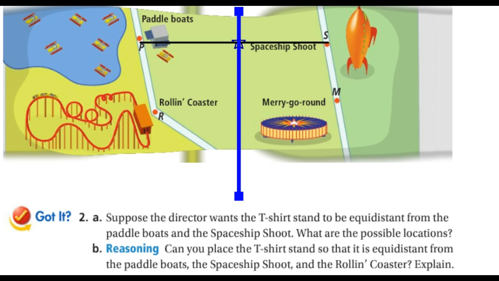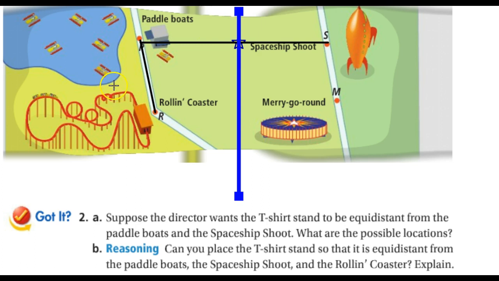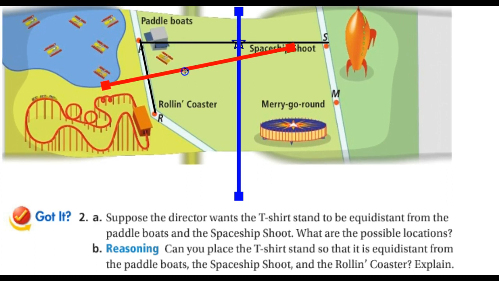Alright, so here's what we're going to do for this one. I already know all the possible locations so it's equidistant from P and S. But now I want to add the rolling coaster to it. So let's draw a line segment between P and R. And then I'll make this a different color. Let's draw the perpendicular bisector to this. We'll try to make this look perpendicular, and later this year we'll talk about construction so we can make it exactly perpendicular. There we go, again moving the background.